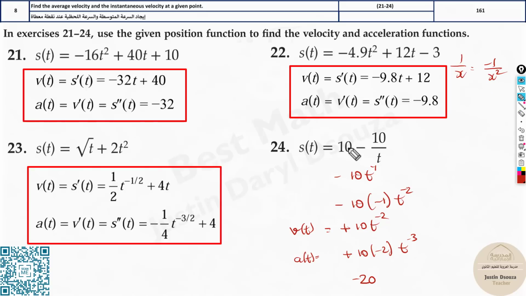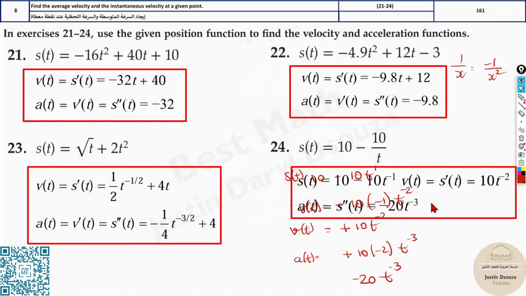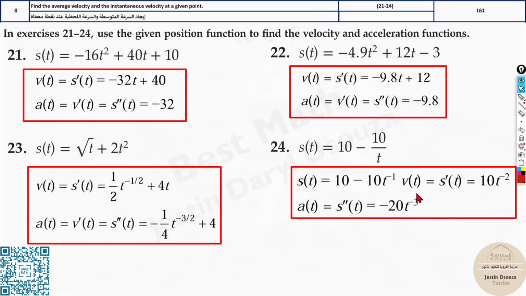So 10 becomes 0. That's dissolved. When you derive a constant, it's 0. So that is not there. It's just this term that's there. So here, this is the question itself. Now from here, okay, this is S of t. I've just taken it up. From here, you can see that's how we rearrange it. And now minus 20 t to the power minus 3 is the answer for acceleration. You can see that's how we write it. And that's how we can easily solve it.